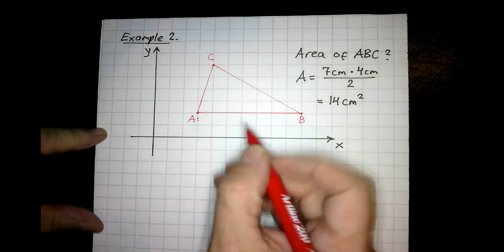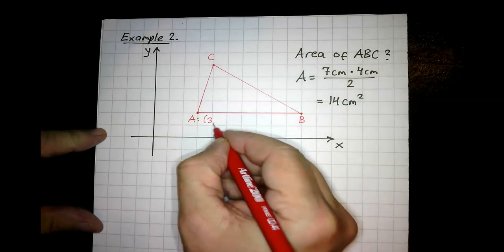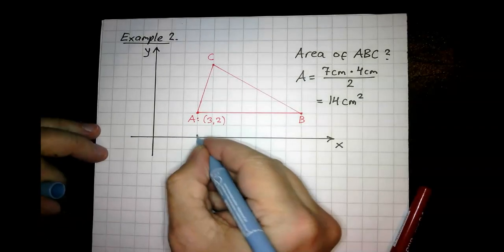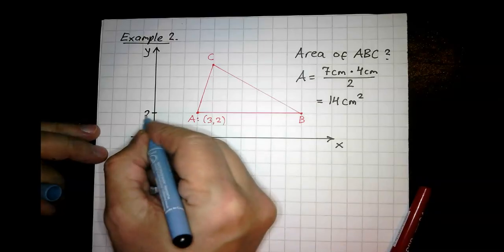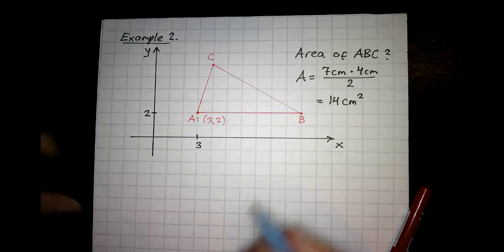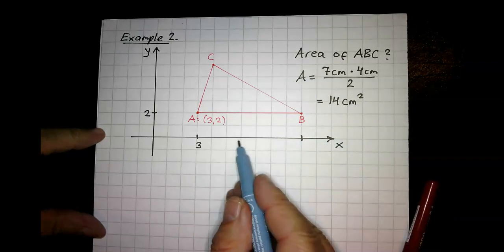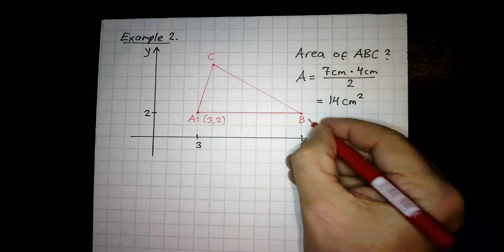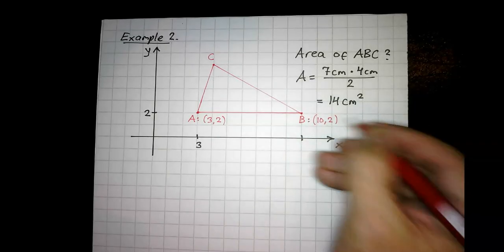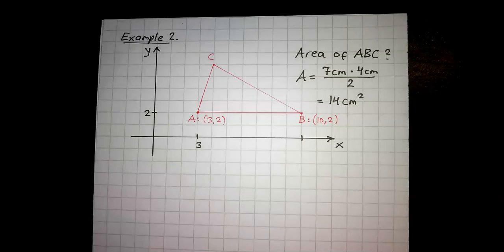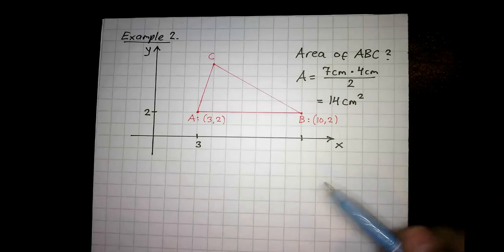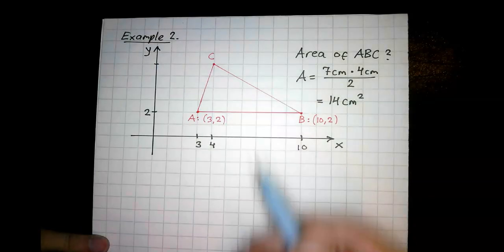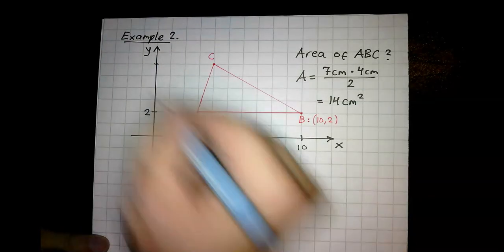This A has the coordinates 3 and 2. Here is 3, here is 2, and the B has the coordinates 10 and 2. And the last one, C, has the coordinates 4 and 6.